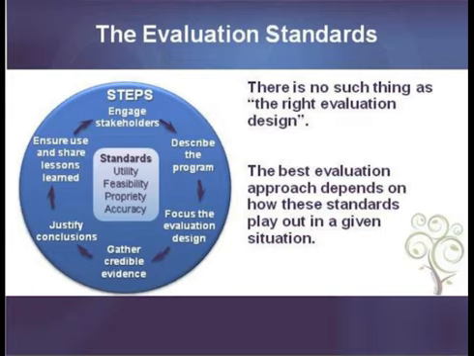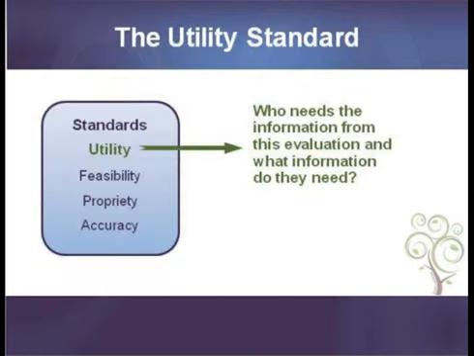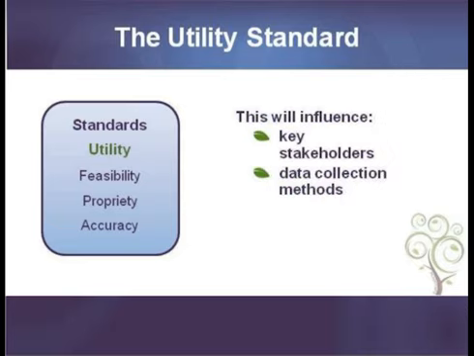The first group of standards relates to utility. Who needs the information from this evaluation, and what information do they need? If you apply this standard, you can easily narrow down 30 stakeholders to the 5 or 6 that matter most for this evaluation this time. You can narrow down 100 ways of collecting data to the 6 or 7 that are really going to matter most for this evaluation and the intended users of these findings.